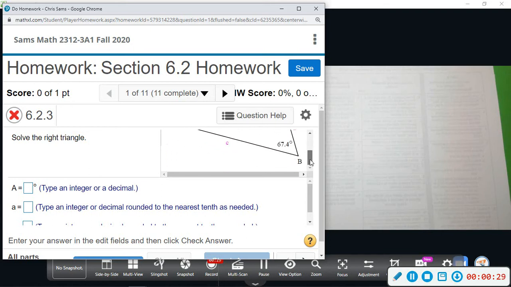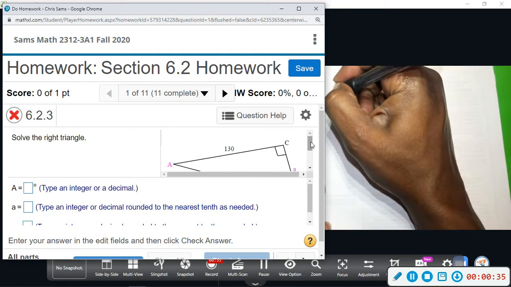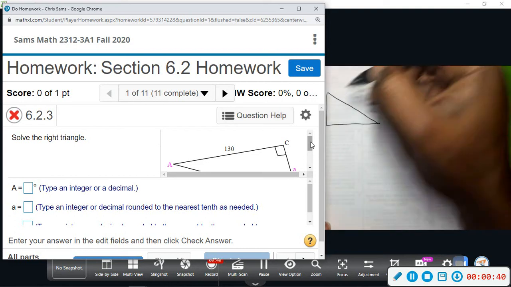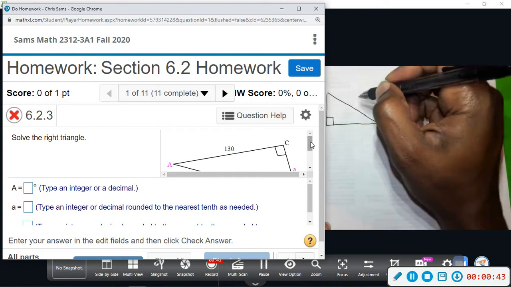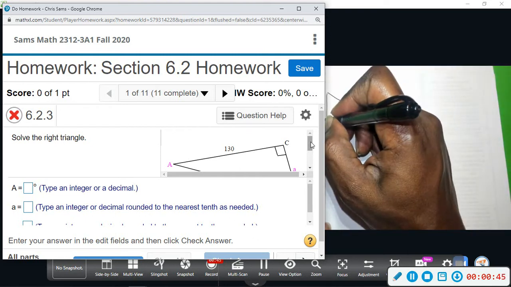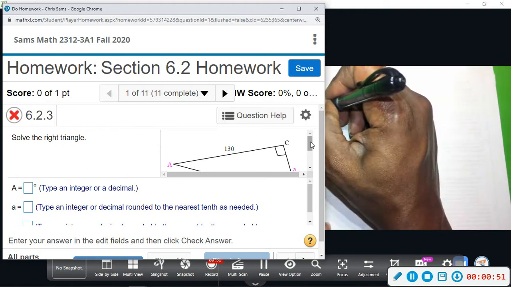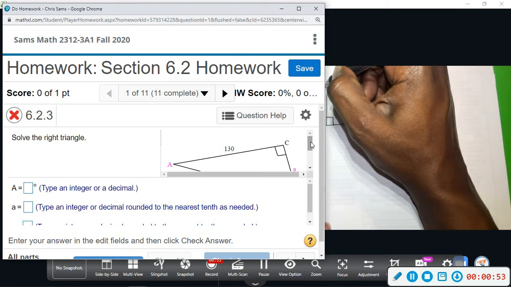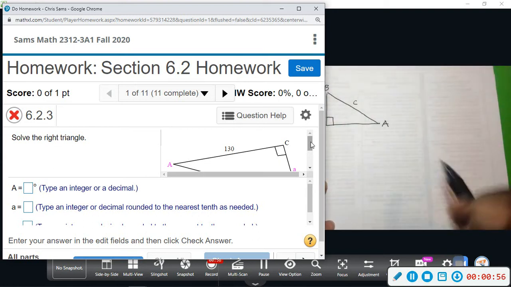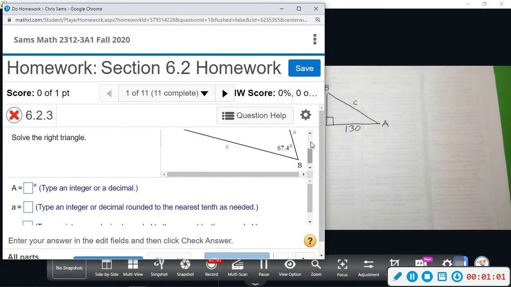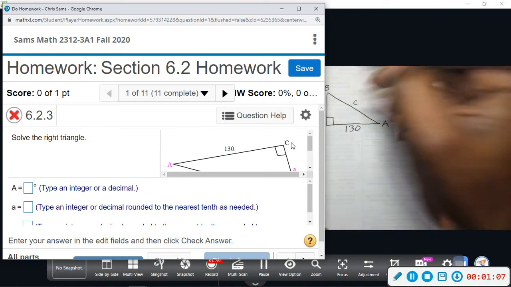So I'm going to draw this triangle right side up instead of upside down. I'm going to draw it like this. It's a right triangle, and I'll still match up the angles and sides together. So the hypotenuse is always side C. That's the longest side. Angle A here, and this is side A. And then this is angle B and side B, which is 130. And we have 67.4.